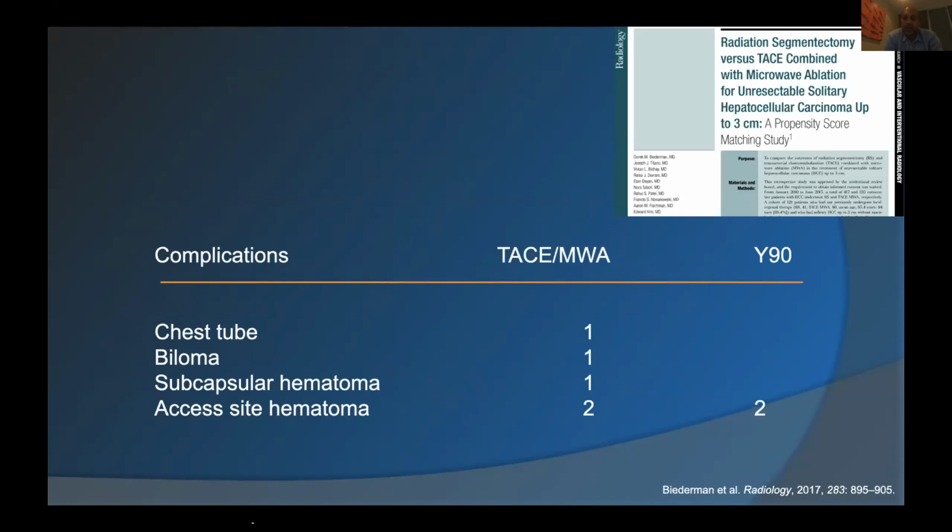In terms of the complications, this is Ed Kim's group at Mount Sinai, same thing. When they did TACE plus microwave versus Y90, there was one case of biloma, one case of chest tube, one case of hematoma, and we all know these are a pain in the neck to manage afterwards, right? The nice thing is that with an arteriogram, you can't get a pneumothorax requiring a chest tube. You're not going to get a hepatic subcapsular hematoma.